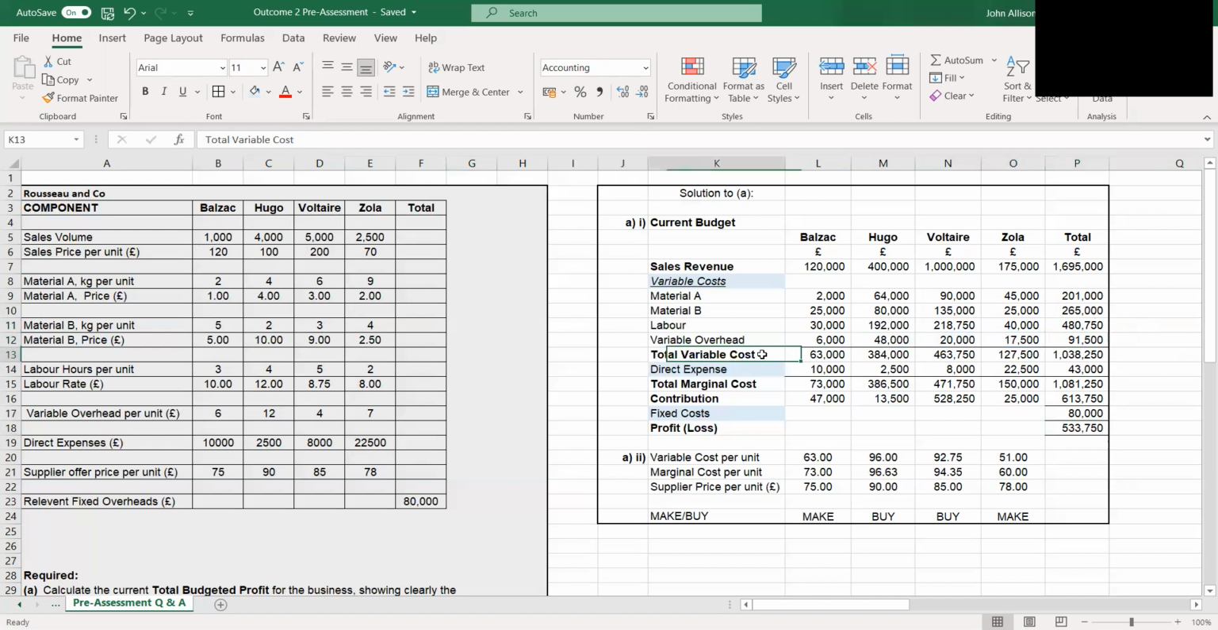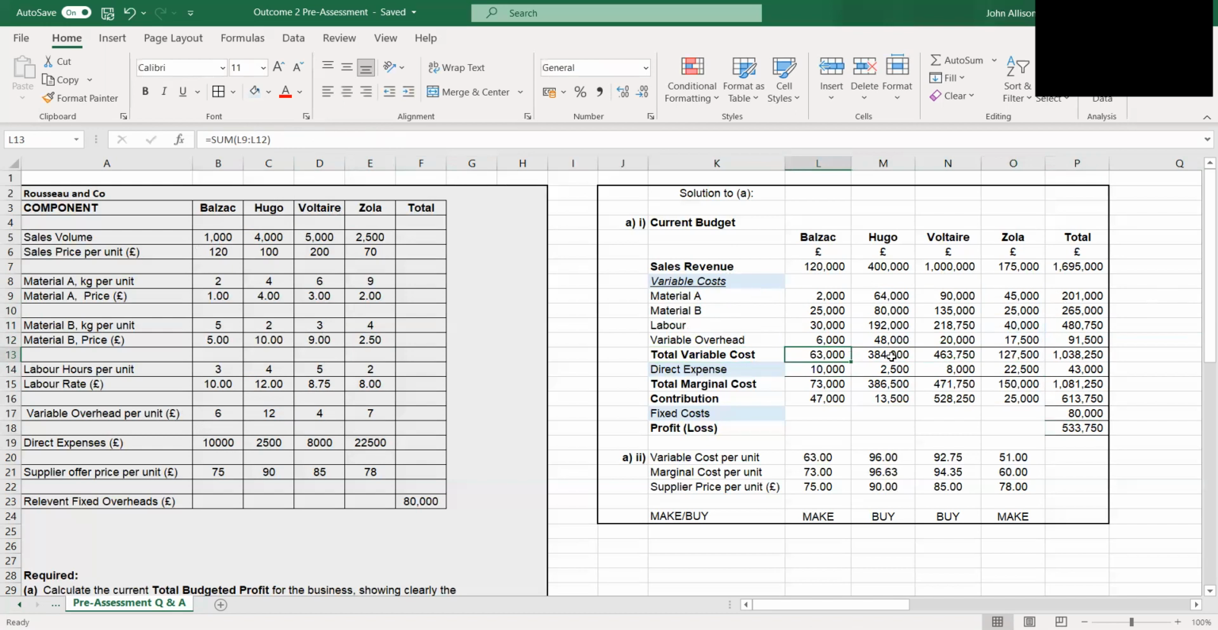We then want to get the total variable cost, which is all the variable costs added together. So for Balzac, that will be material cost A of 2,000 plus material cost B of 25,000 plus the labour cost of 30,000 plus the variable overhead of 6,000, which will give me 63,000. And it's the same for the total variable cost of Hugo and the total variable cost of Voltaire and the total variable cost of Zola.